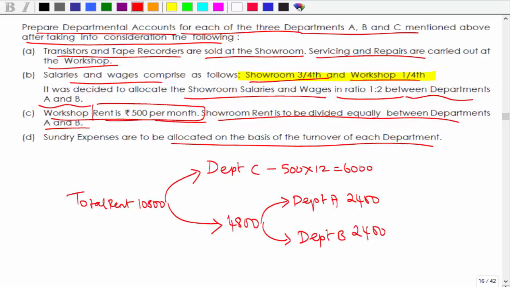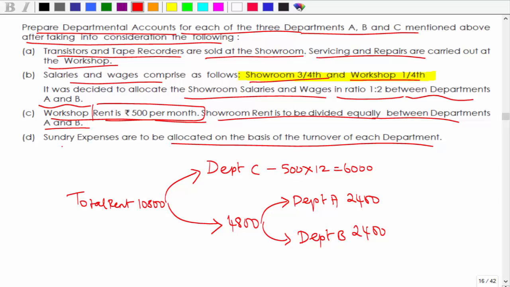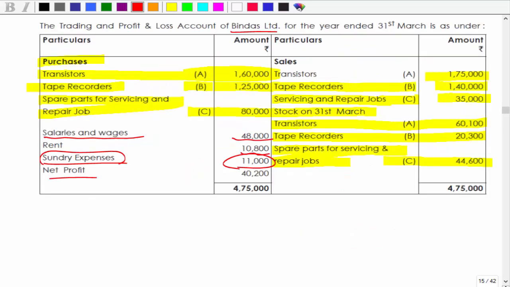Yes, we have sundry expenses. If you note, sundry expenses are 11,000. The question says sundry expenses are to be allocated on the basis of turnover of each department. So what is the turnover of each department? The turnover is in the ratio of 1,75,000, 1,40,000 and 35,000.